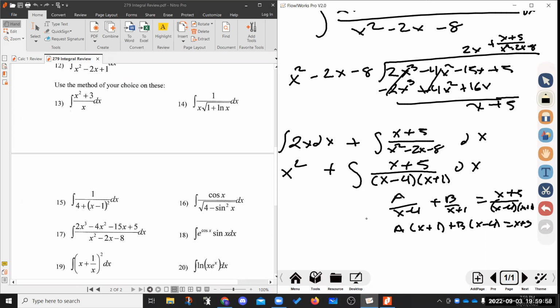Because I have all distinct linear factors, I'm just going to try and choose x values that make the parentheses 0. So I'm going to let x be negative 1. And that's going to give me negative 5b is equal to 4. B is equal to negative 4/5. Then I'm going to let x equal 4. That's 5a equals 9. A is equal to 9/5.